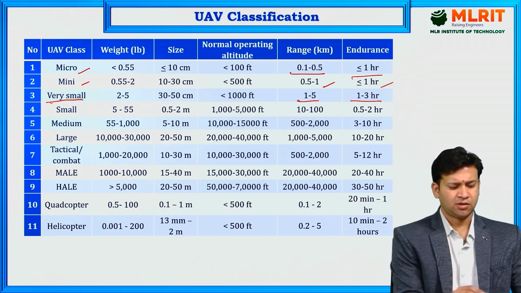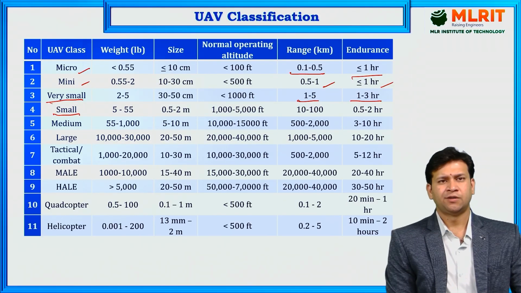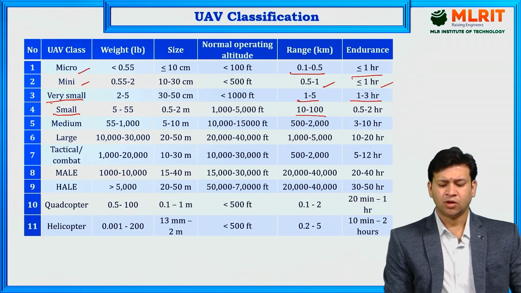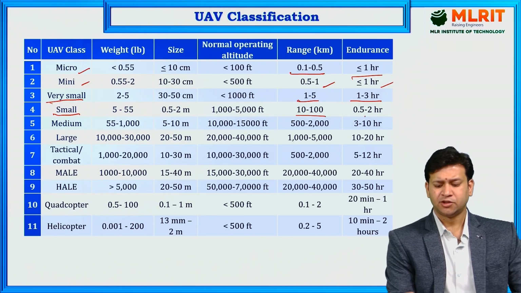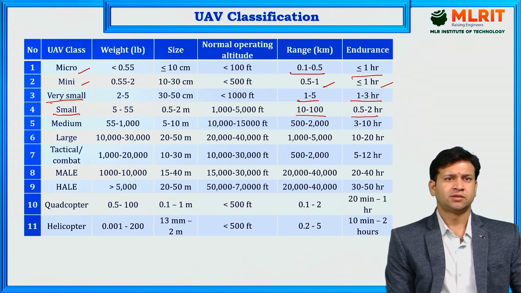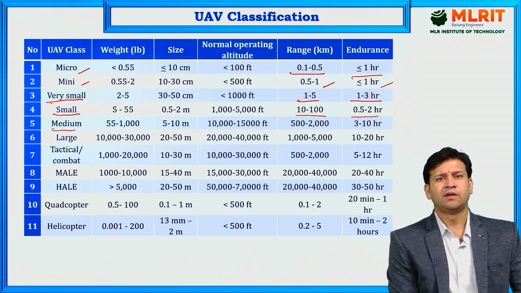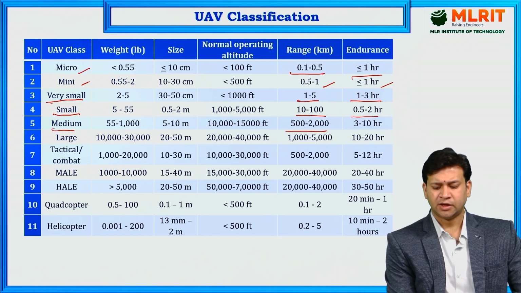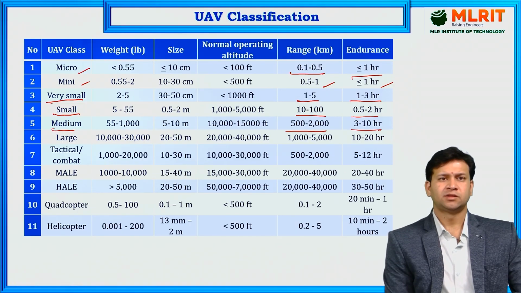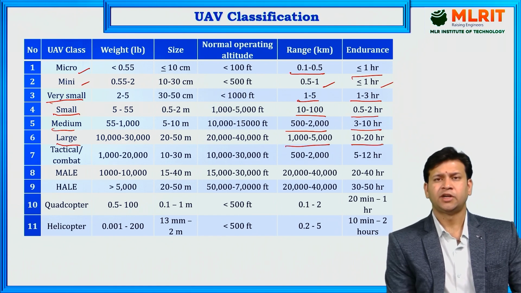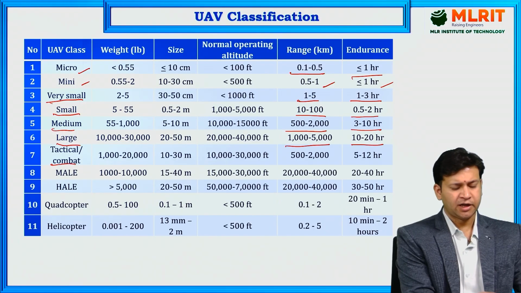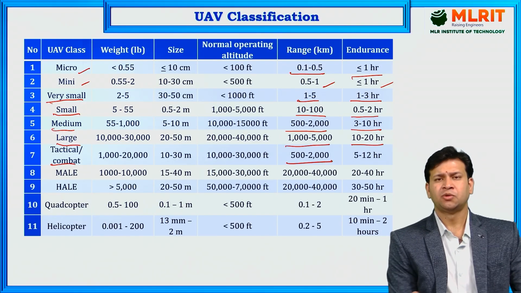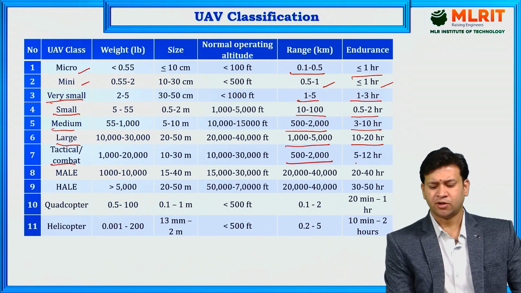Small unmanned air vehicles will have 10 to 100 kilometers with an endurance period of 0.5 to 2 hours. Medium unmanned air vehicle will have range of 500 to 2000 kilometers with an endurance period of 3 to 10 hours. Large unmanned air vehicle will have range of 1000 to 5000 kilometers with an endurance period of 10 to 20 hours. Tactical and combat drones will have 500 to 2000 range with an endurance period of 5 to 12 hours.